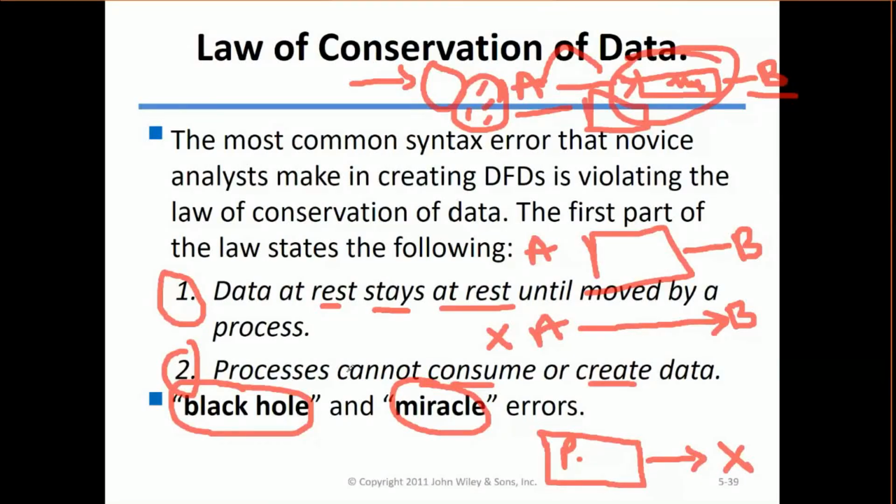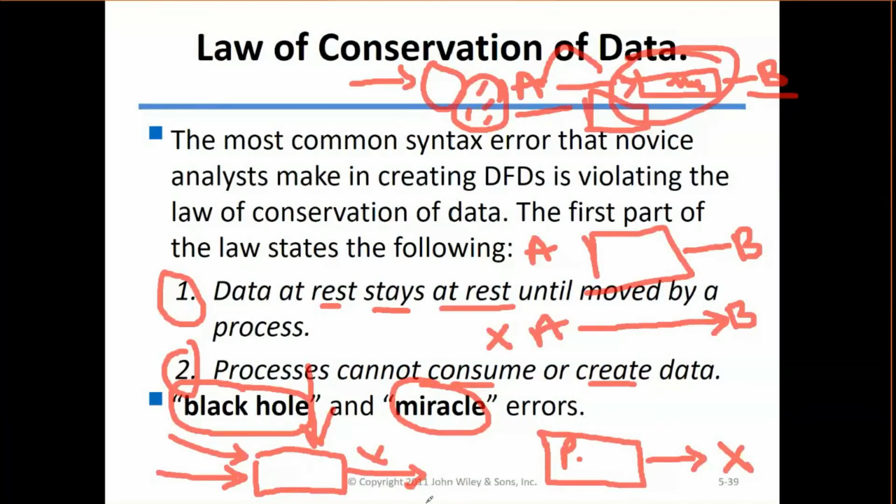It will not return. So what does it mean in the case of a DFD diagram? It means that there is a process. It gets an input, but it doesn't generate any output. Anything that comes here disappears. It doesn't give any output. So this becomes a black hole.